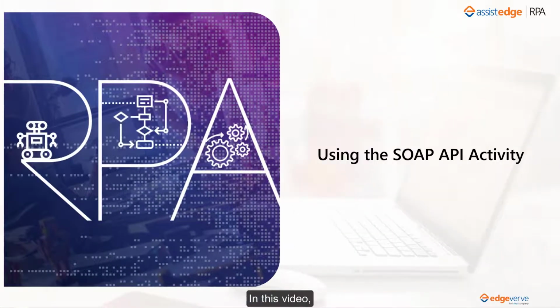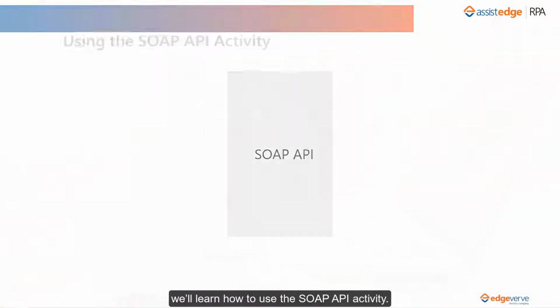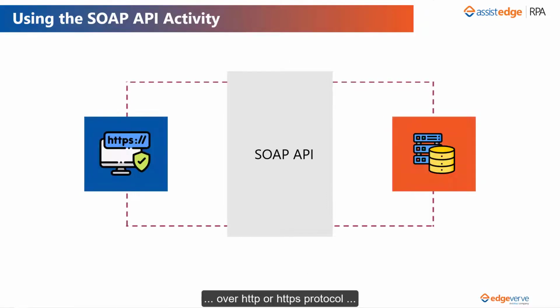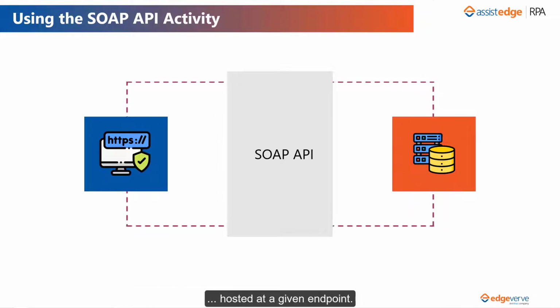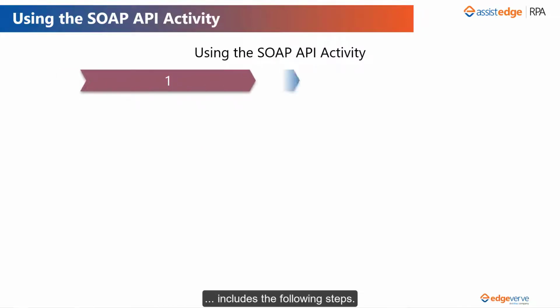In this video, we will learn how to use the SOAP API activity. The SOAP API activity helps to utilize the SOAP web services over HTTP or HTTPS protocol hosted at a given endpoint. Configuring the SOAP API activity to automate utilizing the SOAP web services includes the following steps.